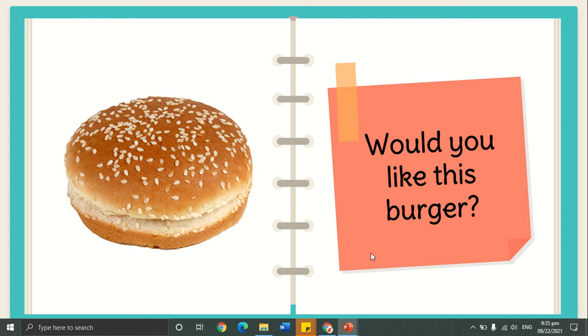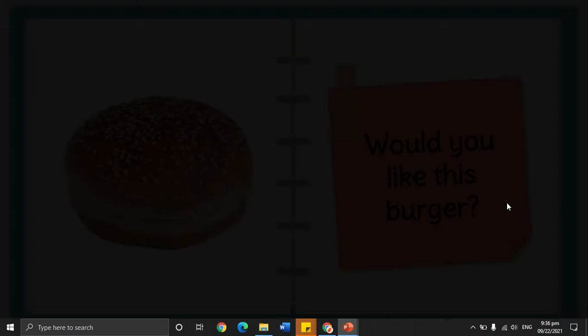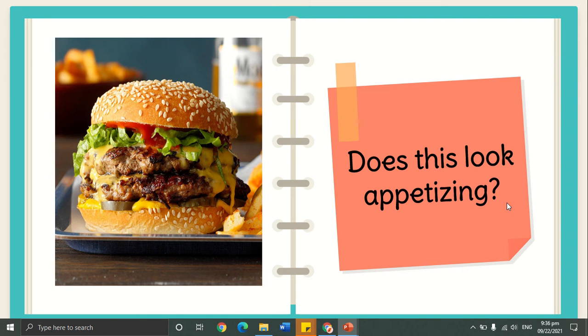Would you like this burger? Ano lang? Yung tinapay lang. Siguro naman, mas prefer natin yung may laman, no? Let's see another type of burger. Ito, ayan. Double patty pa. Sarap tignan, di ba? Idea development can be represented by a burger.